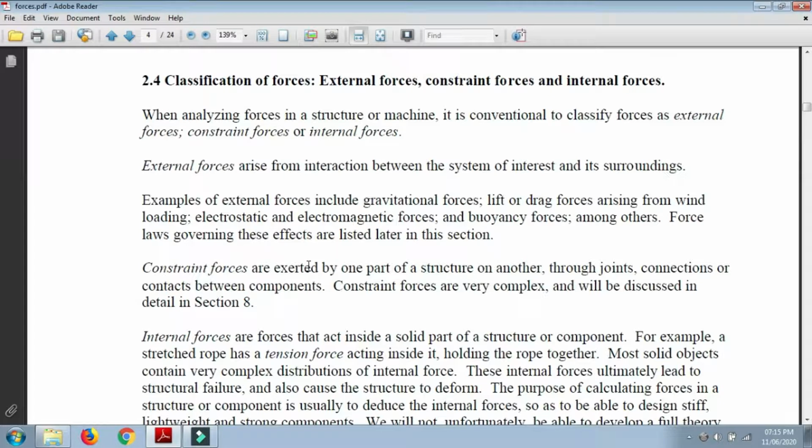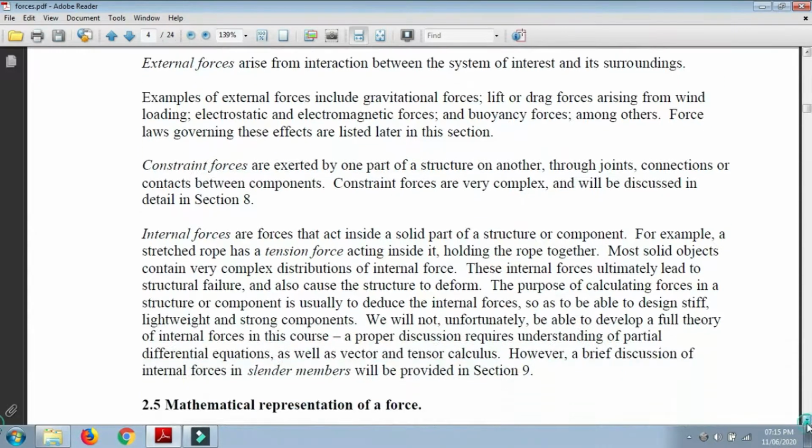So you can see these joints and connections or contacts. If you go to a bridge, it has been connected by means of joints, then there are various connections in beams by various supports, and there are contacts between various components. So constraint forces are very complex. Then the third one, a very important force, is the internal force.